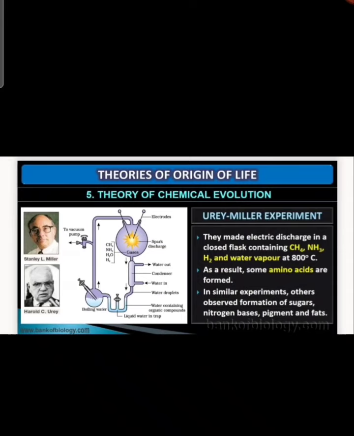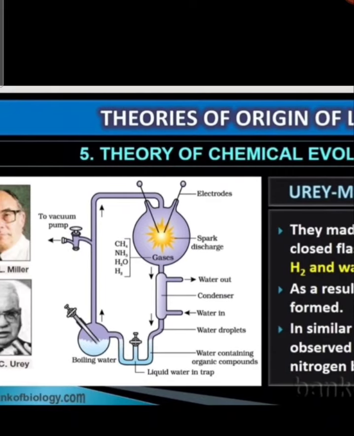They made an electrical discharge in a closed flask containing ammonia, methane, hydrogen and water vapor at 800 degrees Celsius. As a result, some amino acids were formed. In similar experiments, others observed the formation of sugar, nitrogen bases, pigments and fats. What they did is the same as you can see here.